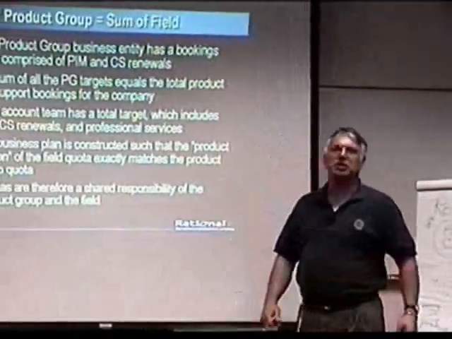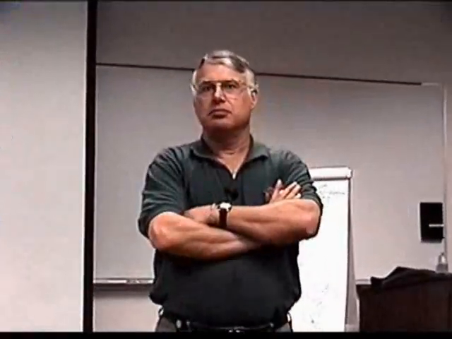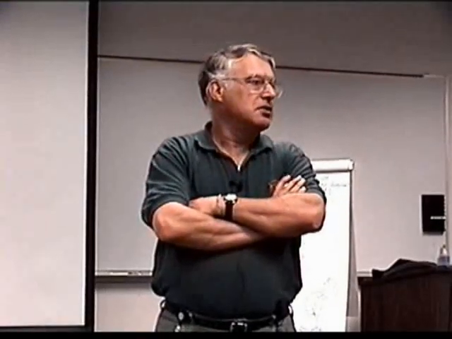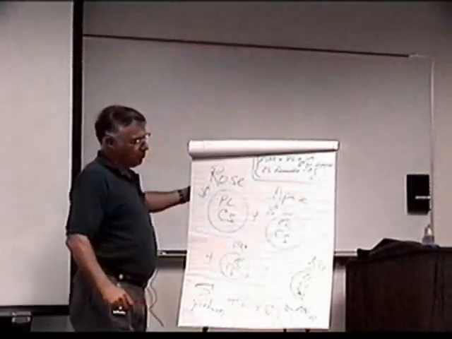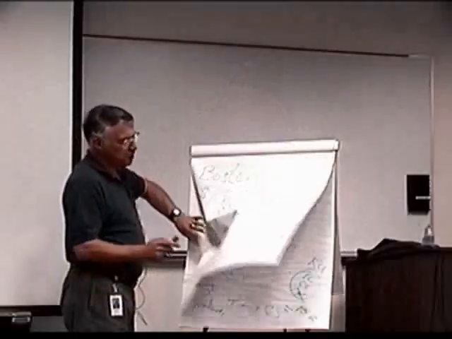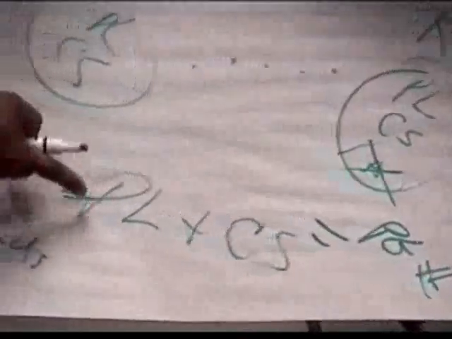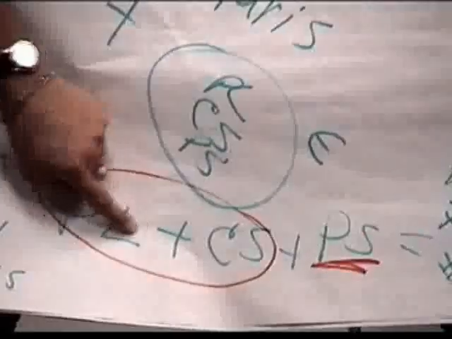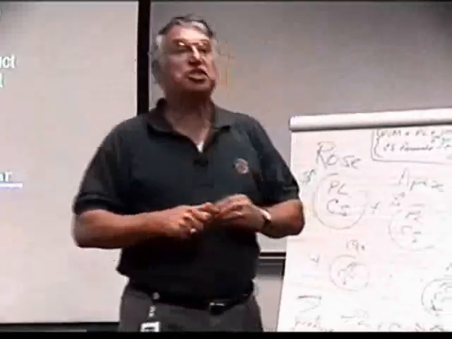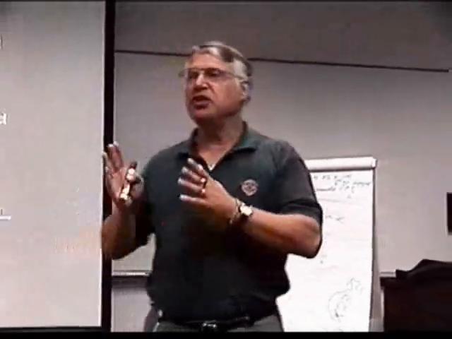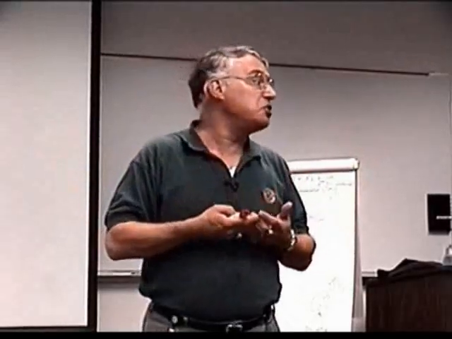Because let me ask you this question. Can the product group make its quota if the field misses? Why not? It's the same number, right? Assuming that the field makes its PS number right on, this number has to equal this number. So if the field doesn't make its number, neither do we. So the way we need to look at this quota is it's a shared responsibility. The field doesn't own the quota. It's a Rational company quota. And the product group owns the quota just as much as the field does.